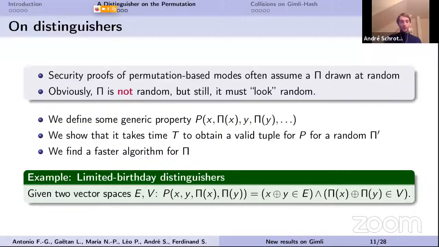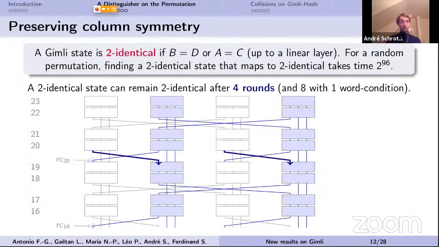In our case, so in Gimli, the property that we're going to use is column symmetry. We're going to say that a Gimli state is twin if you have columns B and D equal, or A and C equal, up to a linear layer. If you have a random permutation with the same bit size, finding a twin state that maps to a twin state takes some time. It takes time 2^96.